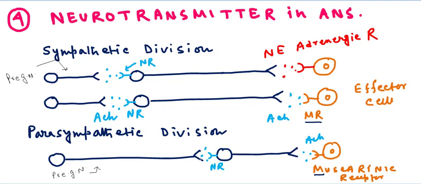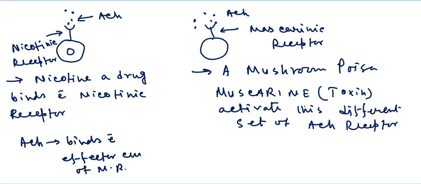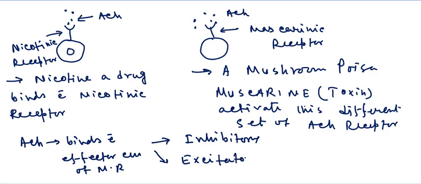The effect of the acetylcholine binding to the muscarinic receptor is either inhibitory or excitatory. When acetylcholine binds with the muscarinic receptor of an effector cell, its function may be either inhibitory, or its function may be excitatory.